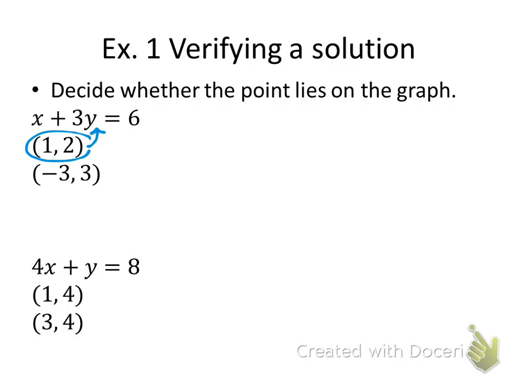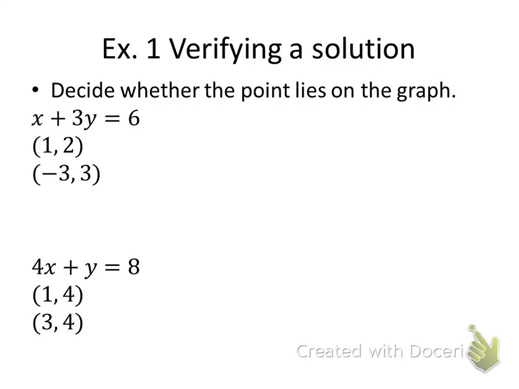That's one way to do it, but an easier way to do it is, remember, an ordered pair always stands for x, comma, y. Look at the variables that you have in your equation, x and y. That means I can plug this 1 in for x and this 2 in for y and see, will it be a solution? If I plug it in, will this side of the equation equal this side of the equation? If so, then the point lies on the graph. If not, then it does not. Okay, so let's try that.